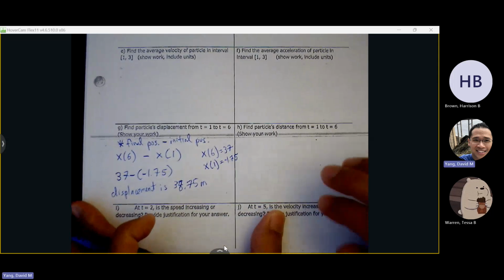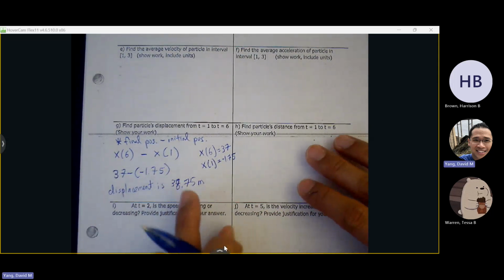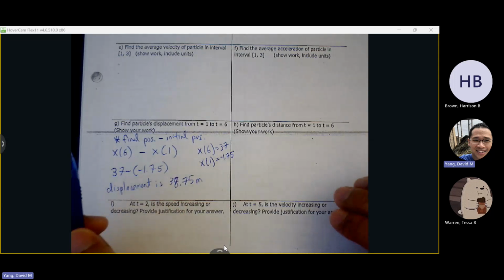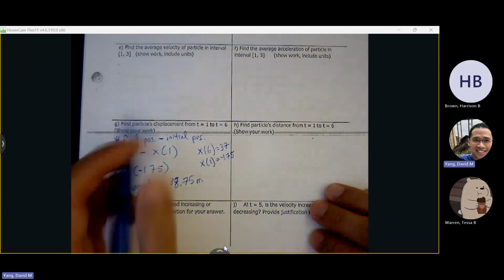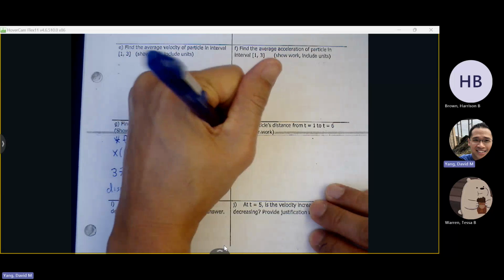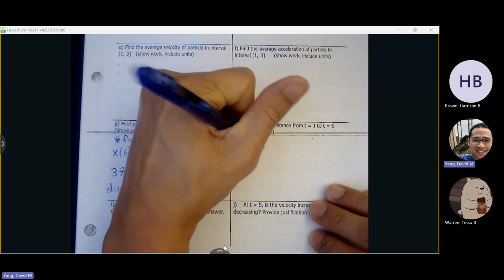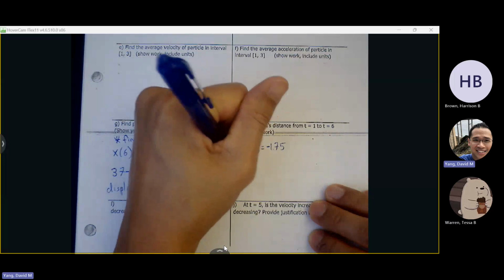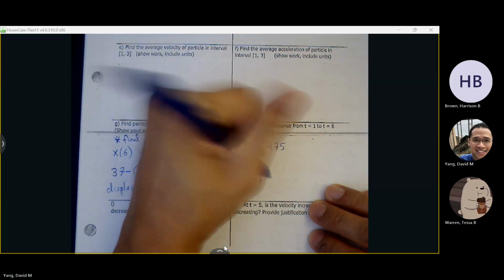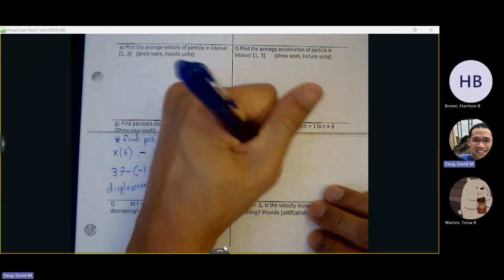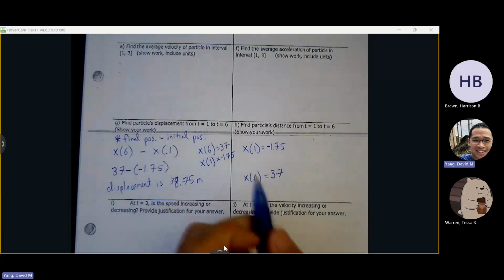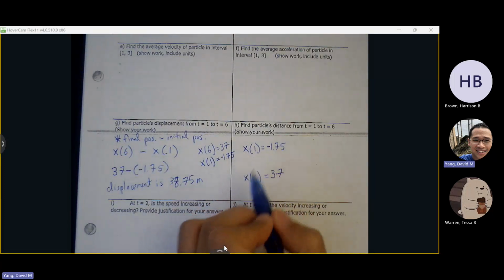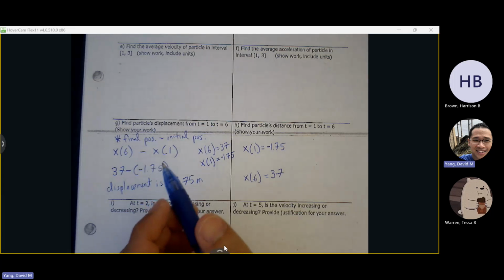So the connection between displacement and distance is that we're also going to use our final and initial positions, just like how we did with displacement. So to find total distance, we still need x of 1. We still need x of 6. But we may need another time value, depending if this object changes direction somewhere between 1 and 6 minutes.